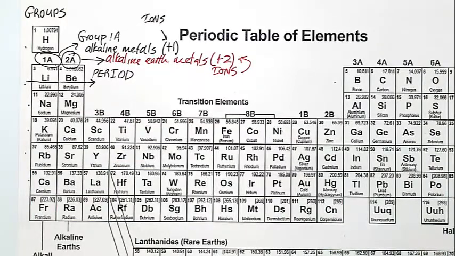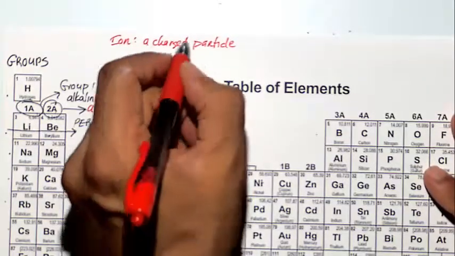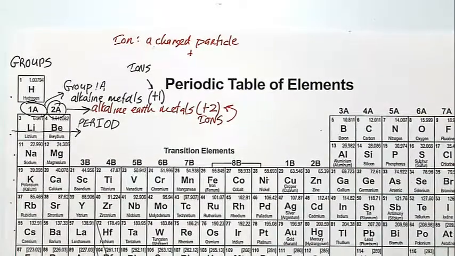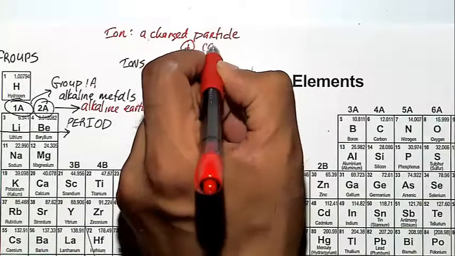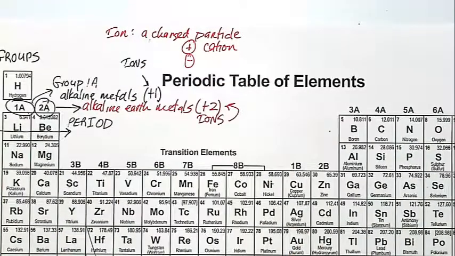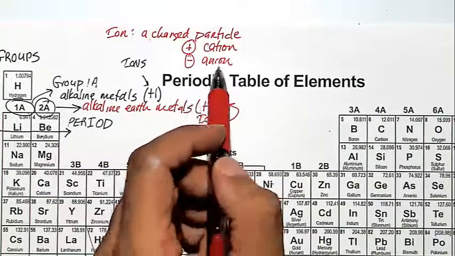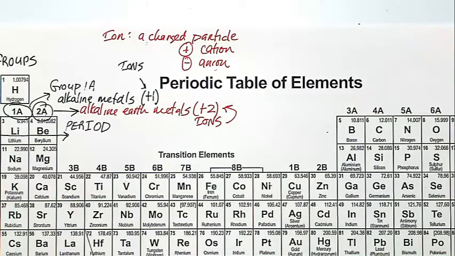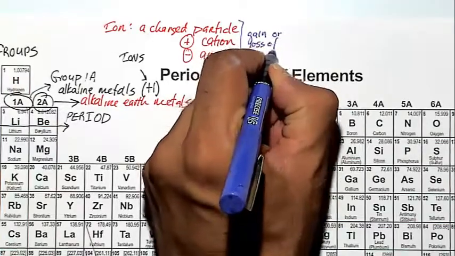Now what is an ion? An ion is simply a charged particle. Now that charged particle can have a plus charge, +1, +2, +3, +4, +5. And if it has a positive charge, it's called a cation. And a charged particle can have a negative charge, -1, -2, -3. We call that an anion. Anion is negative. So there are two types of ions, a cation and an anion. Here we're talking about the gain or loss of electrons. Okay, that's going to be very important.